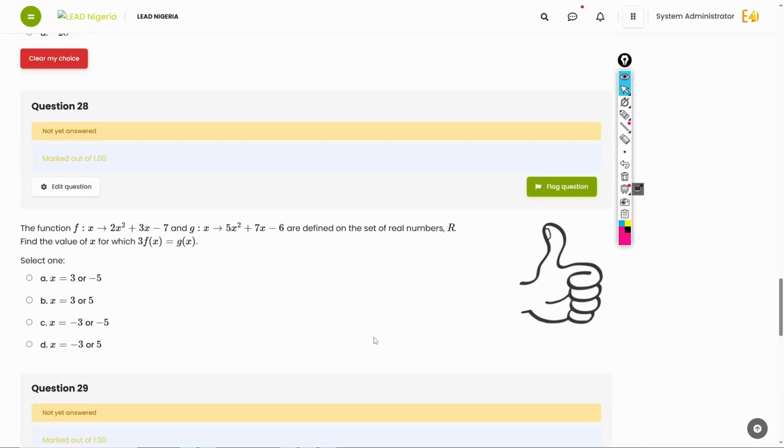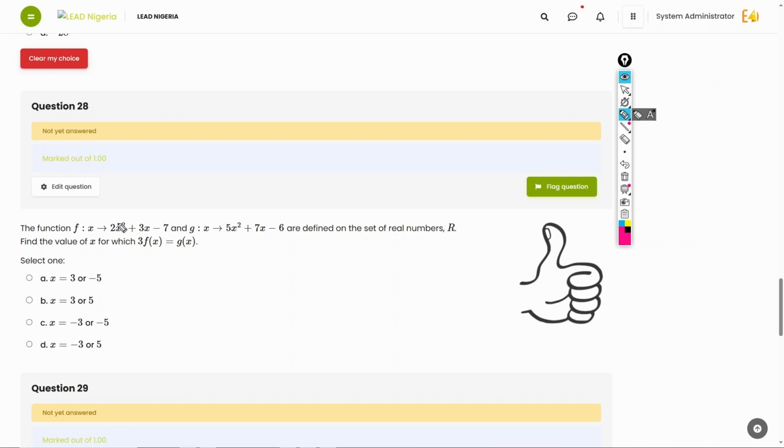Question 28 says they gave the function for f and the function for g, and they ask for what value of x is 3f of x equal to g of x. Okay, good. So let's do this. We have 3f of x.